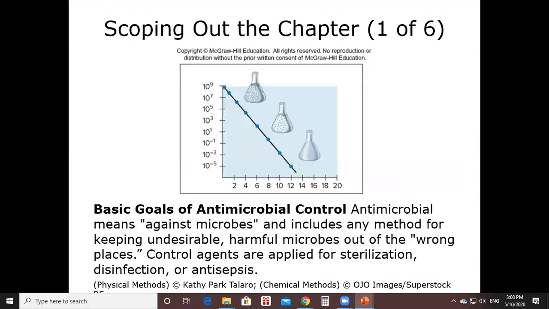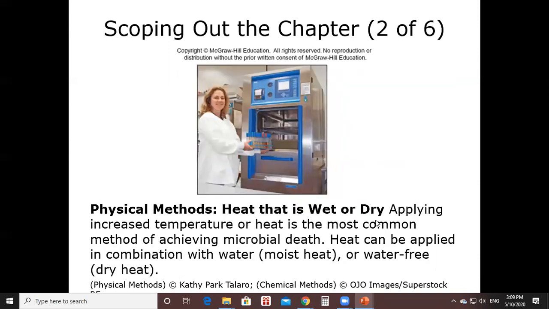And so we're scoping out the chapter, the basic goals of antimicrobial control. So you have antimicrobial means against microbes. Anti is against. Microbe refers to living. So it's against microbes and includes any method for keeping undesirable, harmful microbes out of the wrong places. Control agents are applied for sterilization, disinfection, and asepsis. We'll go through all of those slide by slide.